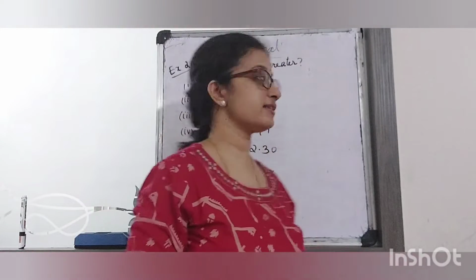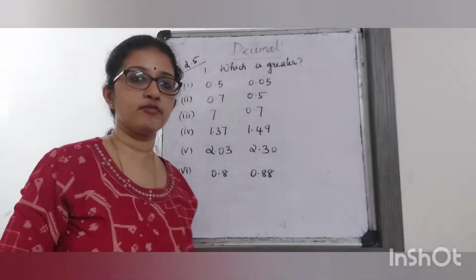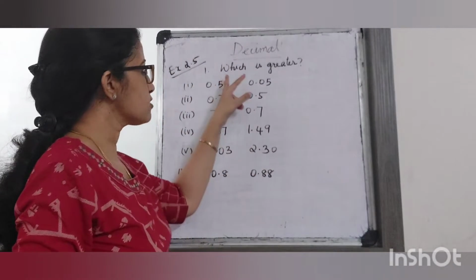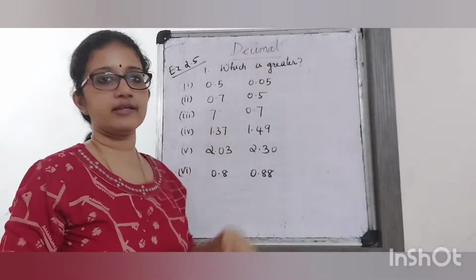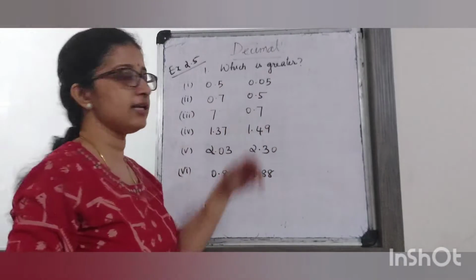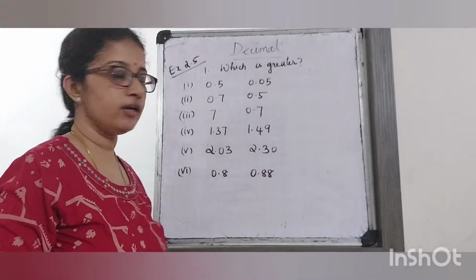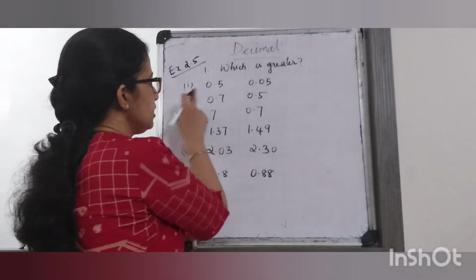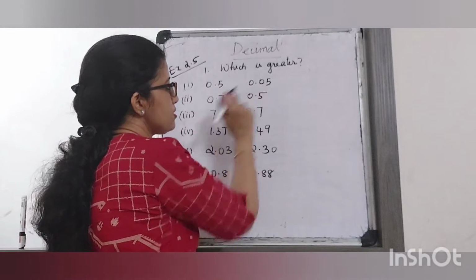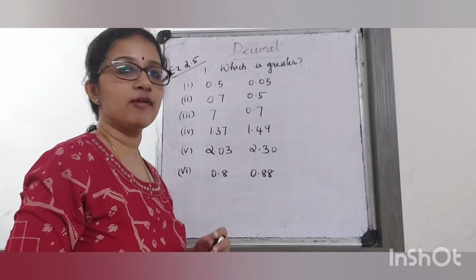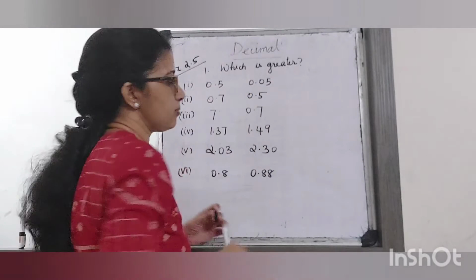Okay, so the next exercise is exercise 2.5. So what is the first question? Which is greater? Okay, they have given two decimal numbers and we have to find out which one is greater. Okay, so the first question, 0.5 and 0.05. Okay, so we have to compare these two decimal numbers.